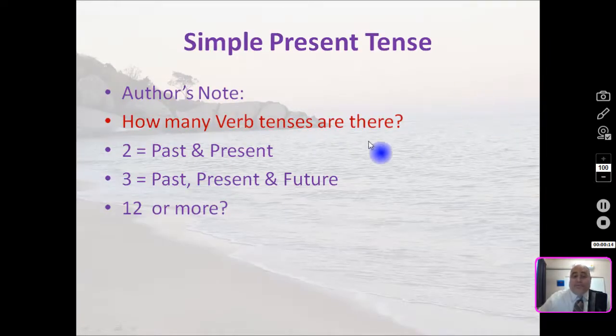How many verb tenses are there? Some linguists say there's only 2, past and present. Most people are familiar with 3, past, present, and future tense. In this series, I'm going to teach you 12 different verb tenses. And if you add modals, some people refer to verb tenses as many as 15. But it is a disputable concept. But in this series, we're going to go with the 12 most popular known verb tenses.